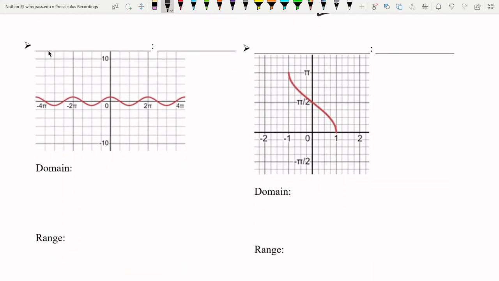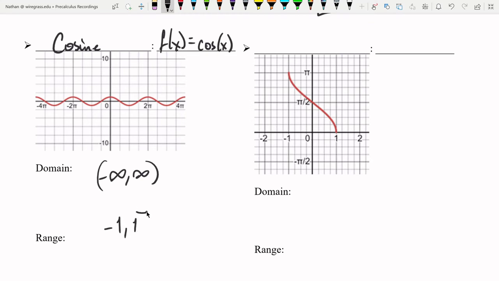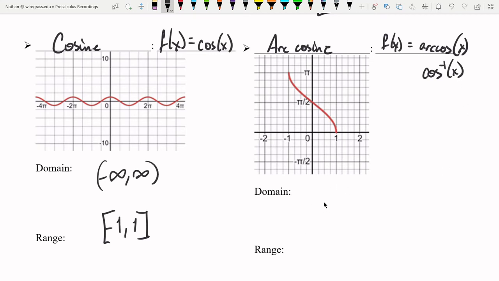Okay, the next function is the cosine, written as cosine of x. Once again, the domain is everything, and the range is bounded between -1 and 1. The lowest point it goes is -1, the highest is at +1. So that's the range. The arccosine, or the inverse cosine, or you can write it as cosine inverse of x. This has a domain from -1 to 1, and a range, in this case, from 0 to pi.